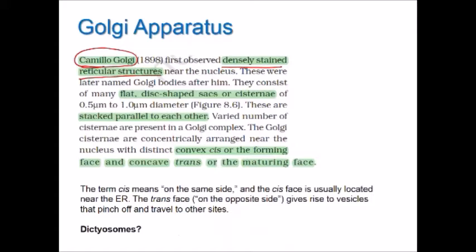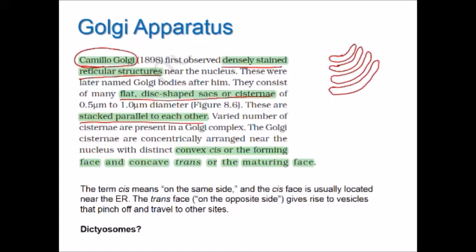So Golgi bodies are also made up of structures similar to what an endoplasmic reticulum is made up of. It also has a lot of flat, disc-shaped sacs or cisterns, a network of cisterns. But these are stacked parallel to each other. So it might look like a stack of cups or bowls, somewhat like this. So this is how Golgi bodies look. They're stacked parallel to each other in the form of sacs or cisterns.